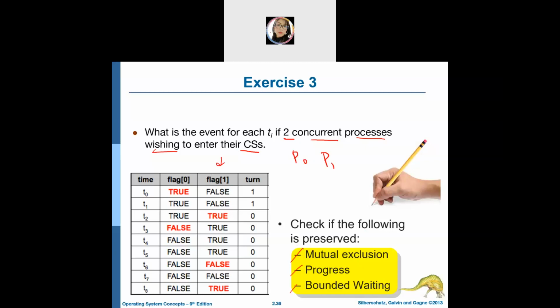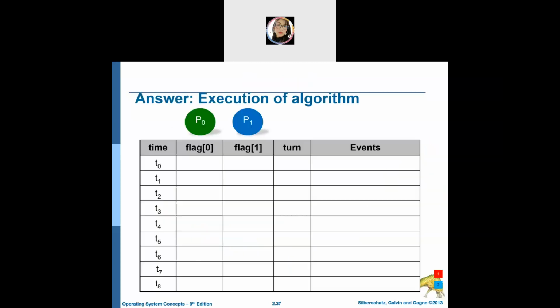So you are given this table, true, false, true, false. You already know about this true, false for the flag. There will also be a case when you have both true, which is both are ready to enter the CS. In this example, there is no similar condition for ready to enter, but it is concurrently wishing to enter the CS.